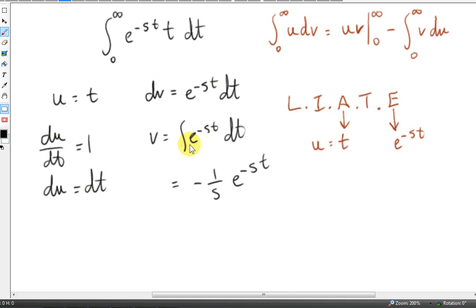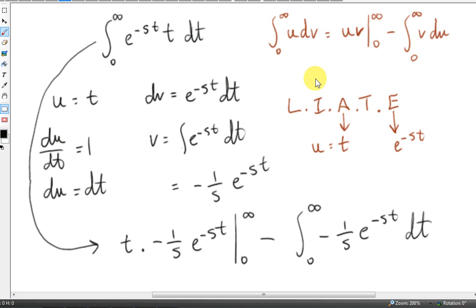And as we've seen already, e to the power of a constant times t integrates to give 1 over the constant times e to the power of the constant times t. So now we plug everything in here. For u we plug in t, for v we plug in minus 1 over s e to the minus st. And we have to integrate v du. So here's v, and du is just dt.